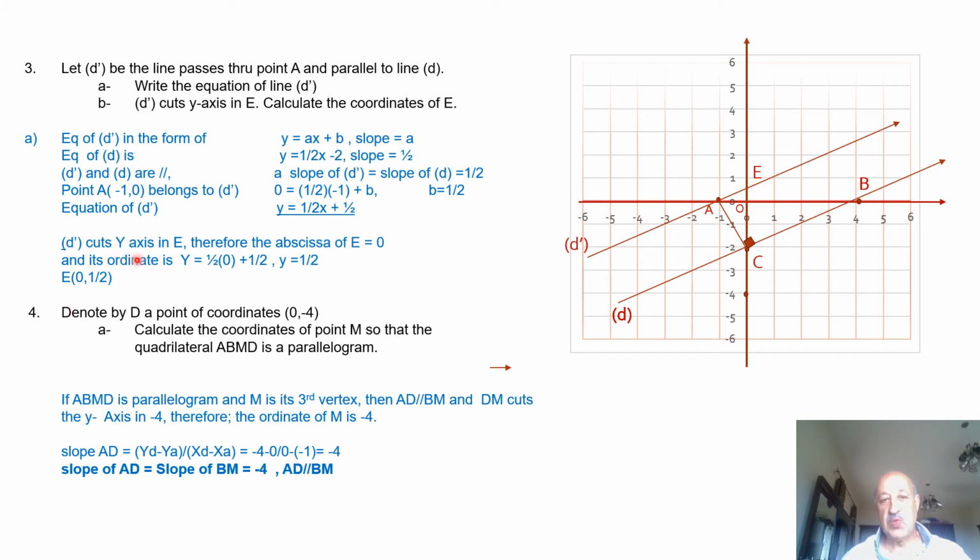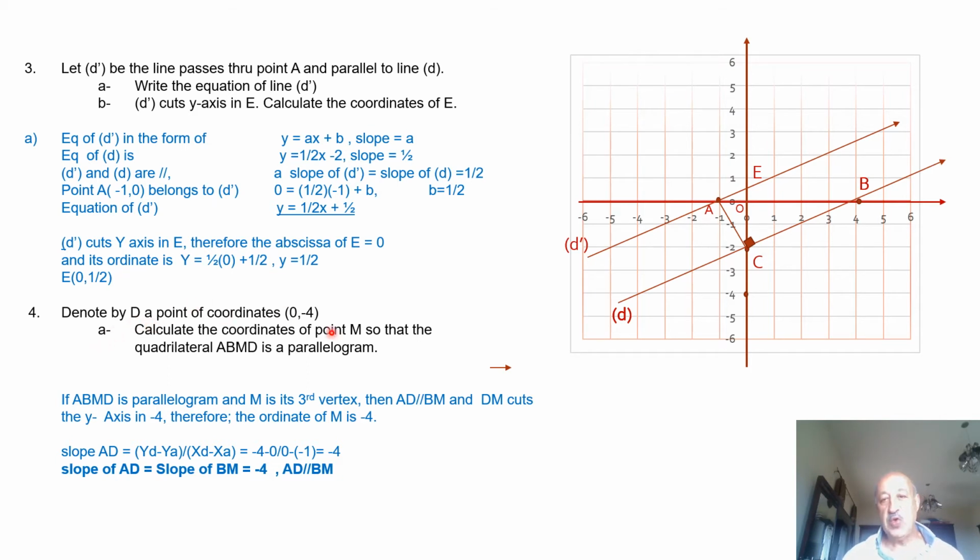So D prime cuts the y-axis in E, therefore the abscissa of E is 0, right? If it cuts the y-axis, its abscissa is 0. If I put 0 here, I can find y because E satisfies the equation of line D prime. So if I put 0, y is equal to half. So the coordinates of E are 0 and half.